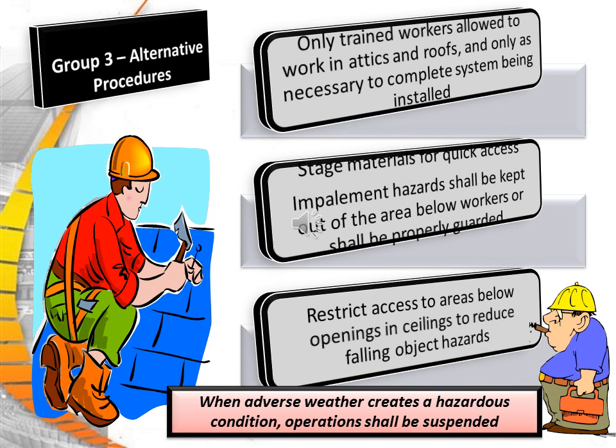Group 3 says that only trained workers are allowed to work in attics and roofs, and only as necessary to complete the system being installed. Stage materials for quick access. Impalement hazards must be kept out of the area below the workers or shall be properly guarded. Of course, a restricted access zone below the openings in the ceilings reduces the falling object hazards. When adverse weather conditions create a hazardous situation, all operations shall be suspended.